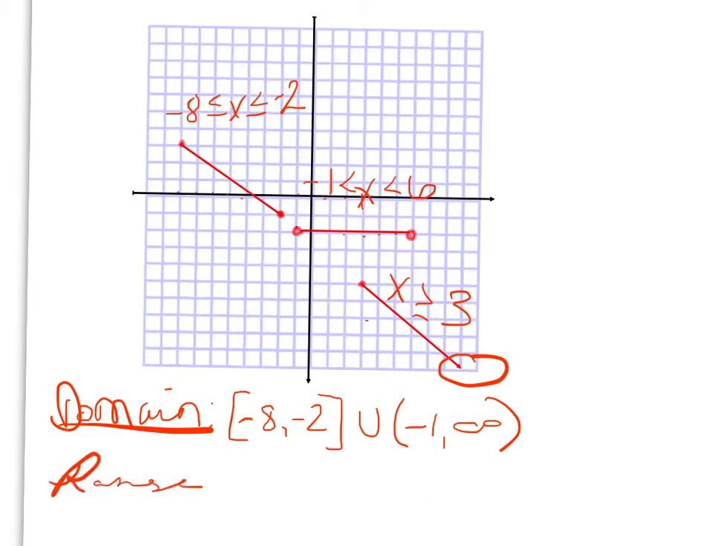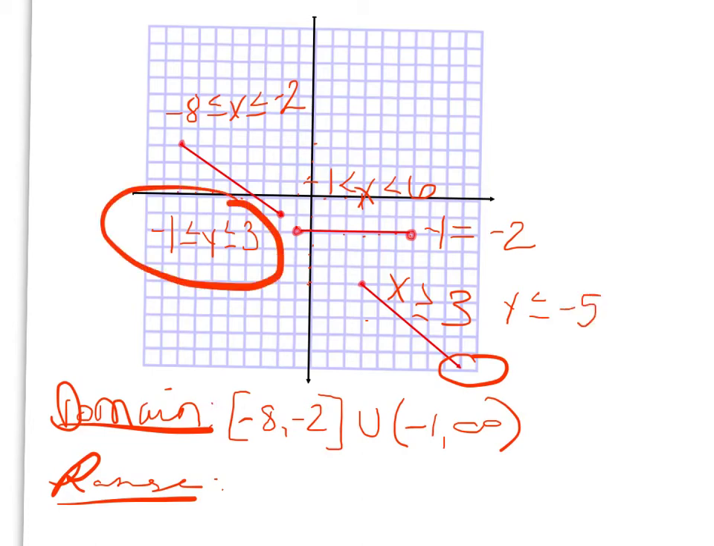Doing the same thing for my range. If I look at the range of this piece, it looks like my y values are in between negative 1 and 1, 2, 3. So y is greater than or equal to negative 1 and less than or equal to positive 3. This piece here looks like y is equal to negative 2. And this piece here, 1, 2, 3, no, sorry, 1, 2, 3, 4, 5, looks like I have y values less than or equal to, I think I said negative 5 is what I counted.